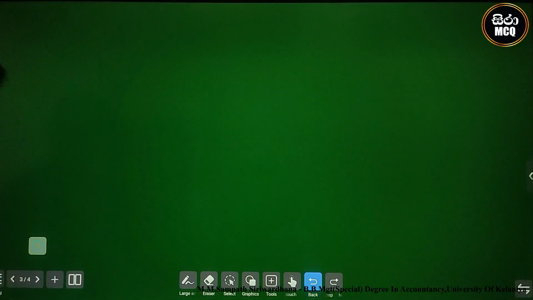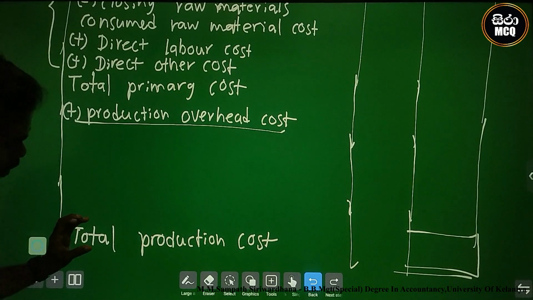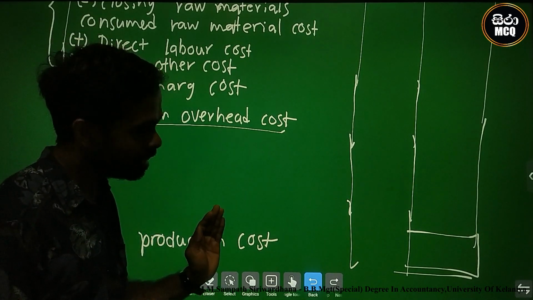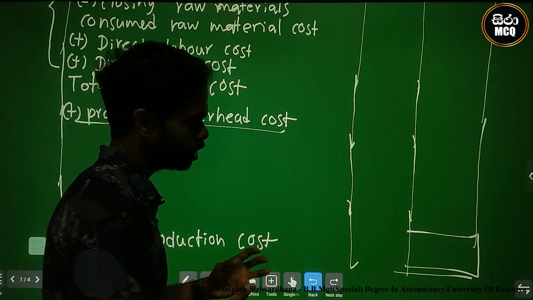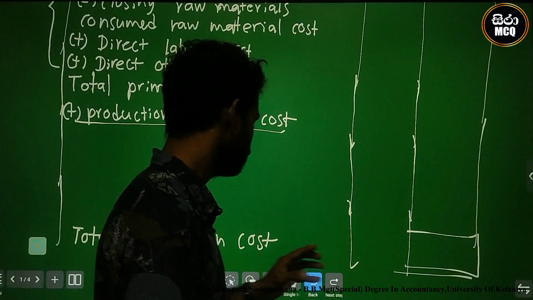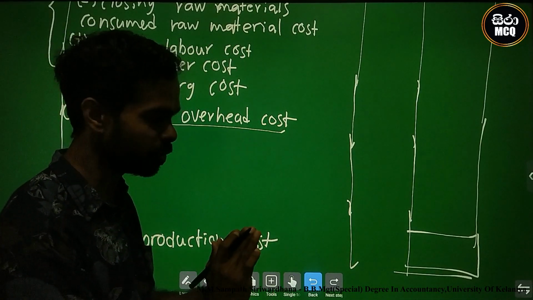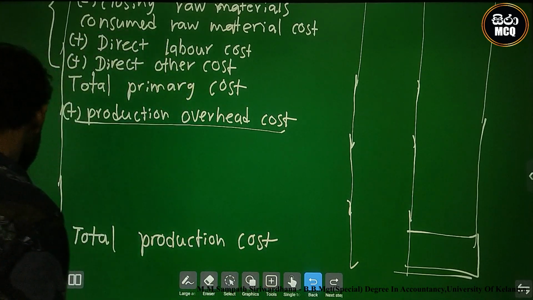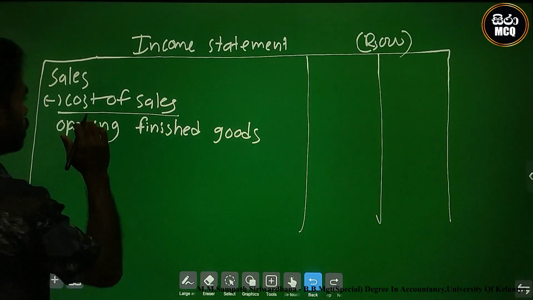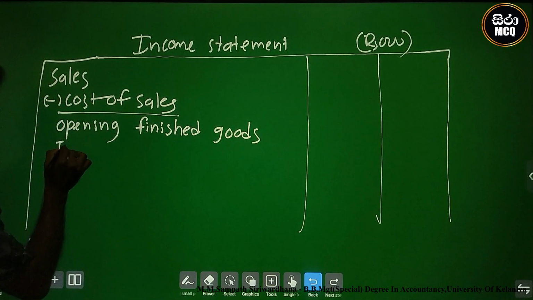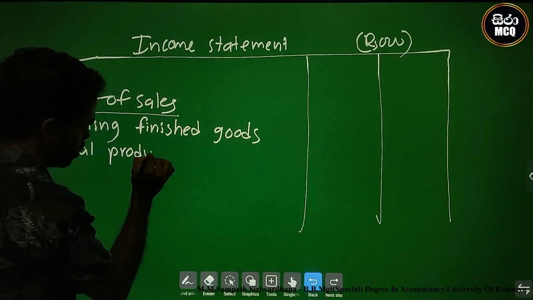The total production cost we must arrange and carry to this one. This is the total finished goods cost. Which account must we go to? Opening stock, the cost of sales. This is the total production cost.